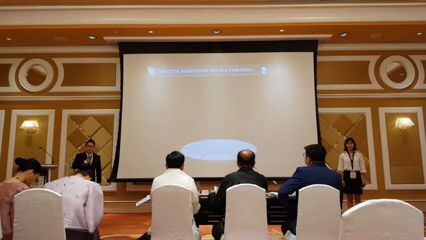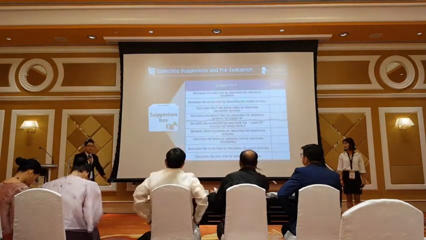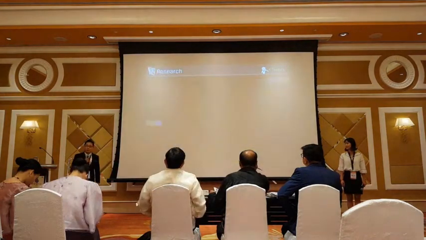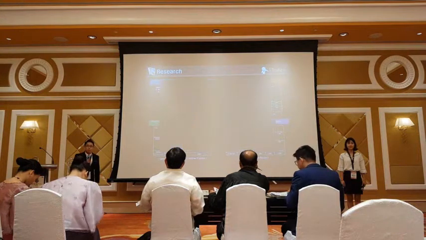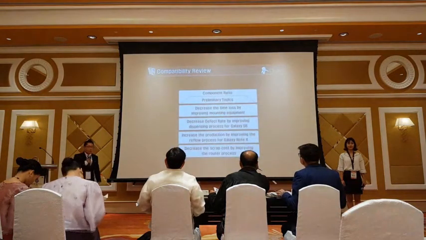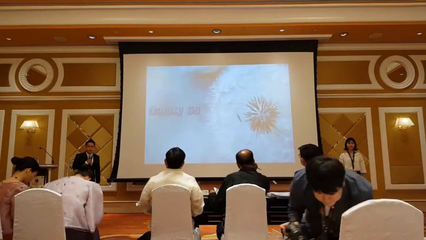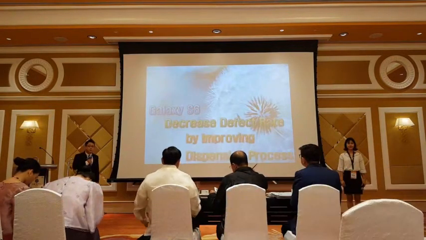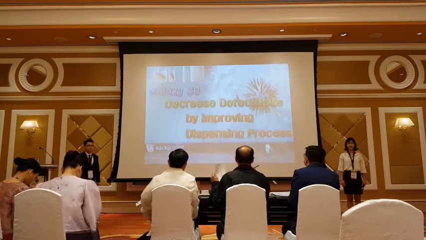This is the topic selection process. When the leader asks us to submit agendas, we gather them and perform pre-evaluation and then select 4 of them. We review comparability from the perspective of department and circle. As a result, we've chosen to decrease the defect rate in dispensing process through improvements for Galaxy S6.